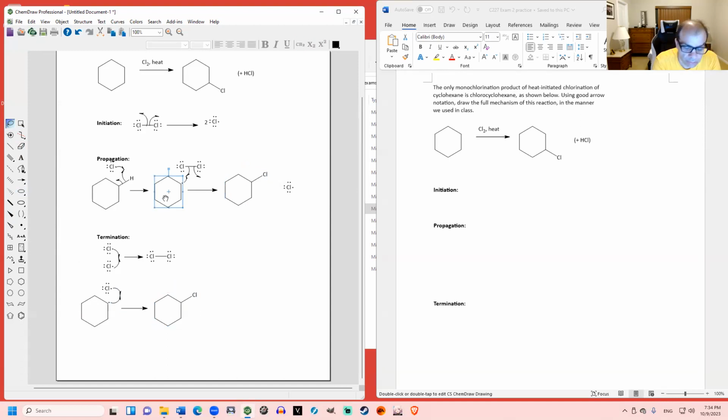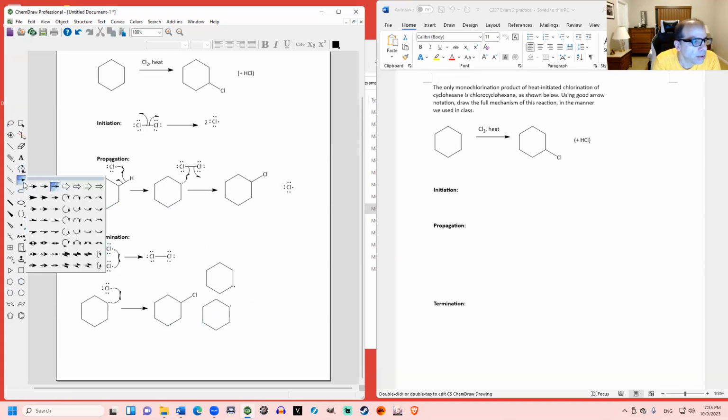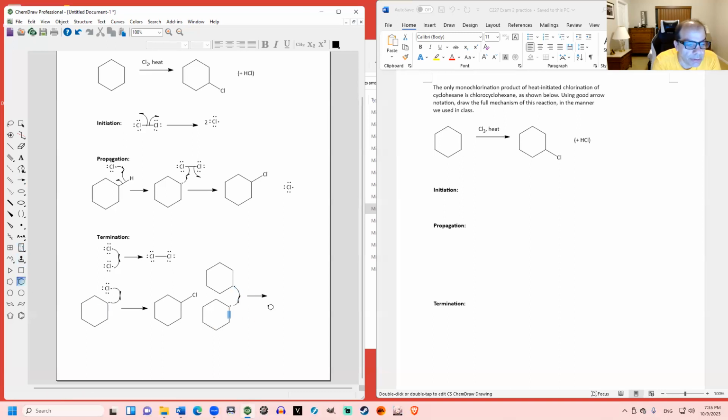And then lastly, we take two of the organic radical and we combine them together to get two of the organic groups attached together. Let me move that somewhere where we can see it all. So that's how you do it if you're asked for all three termination steps.